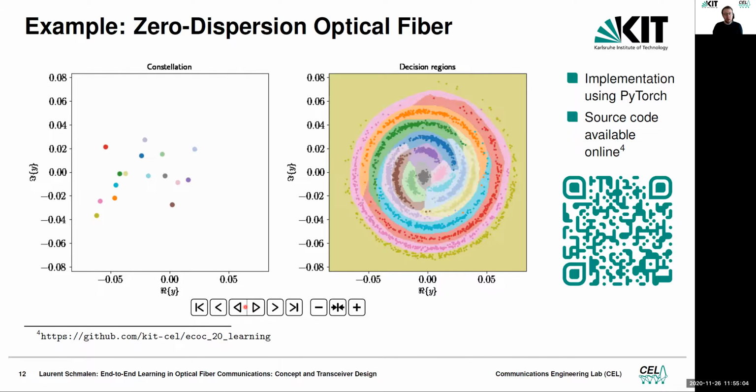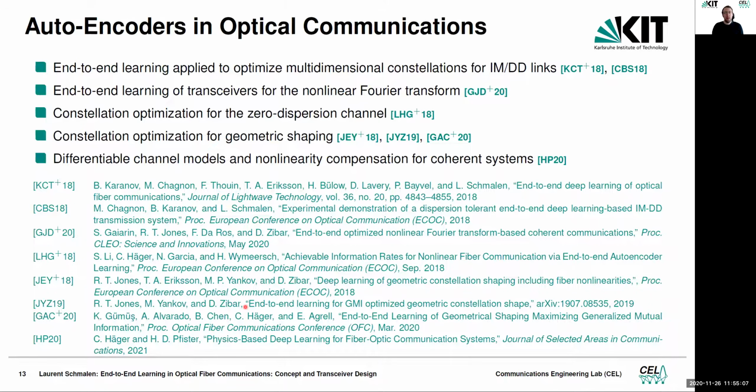So then what we intend to do is apply this to a different channel model. In our work, we applied this to a channel model that actually has dispersion, which will complicate things, as we'll see soon. And we apply this to multidimensional constellations for IMDD links. This end-to-end autoencoder concept has been applied also in different contexts in optical communications, for instance, applied to the nonlinear Fourier transform, for constellation optimization, for geometric shaping, but also including the split-step Fourier method. And there is a very recent paper that nicely explains how you can use this concept also for nonlinearity compensation based on the split-step Fourier method.